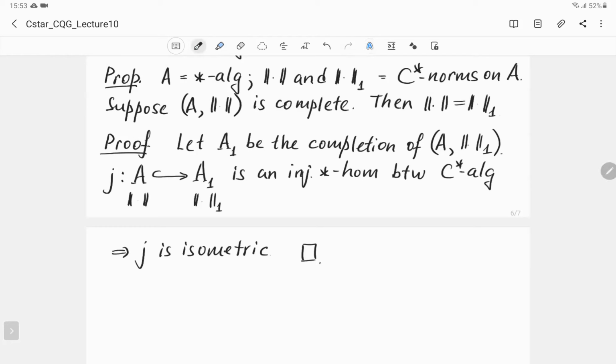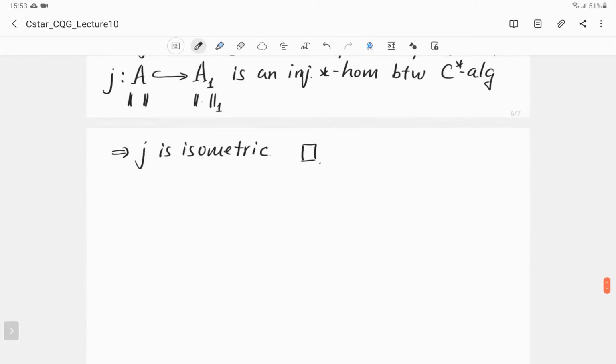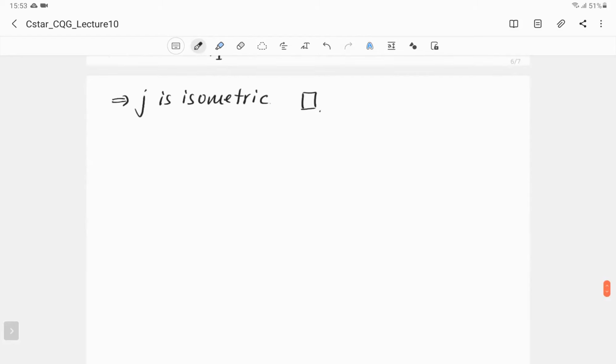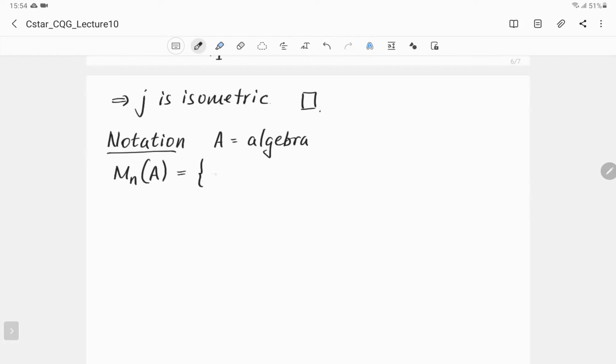Okay, now as an application of this proposition, let's define a C-star norm on the tensor product of a C-star algebra by the matrix algebra. So we introduce some notation. Suppose that A is an algebra, an arbitrary algebra, and we denote by Mn(A) the algebra of all square n by n matrices with entries in A.